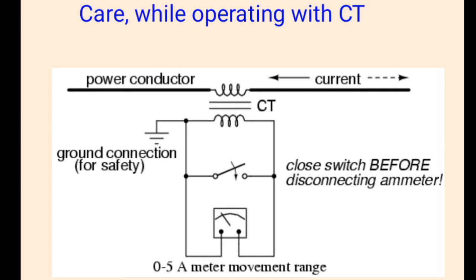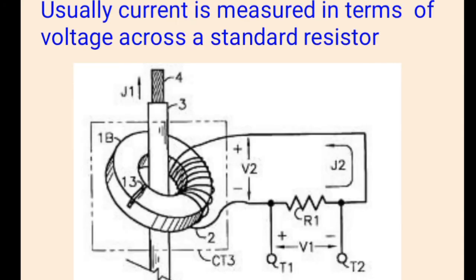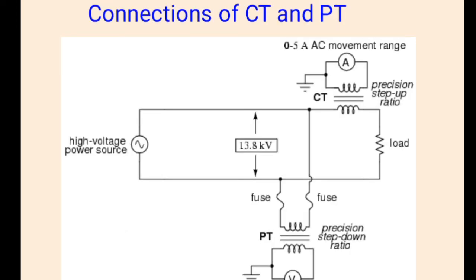A CT primary has a huge current. If the load current is dangerously high, then if you open circuit the secondary, the CT will be damaged due to inrush currents. This is the measurement of current, connection of CT and PT to measure power.